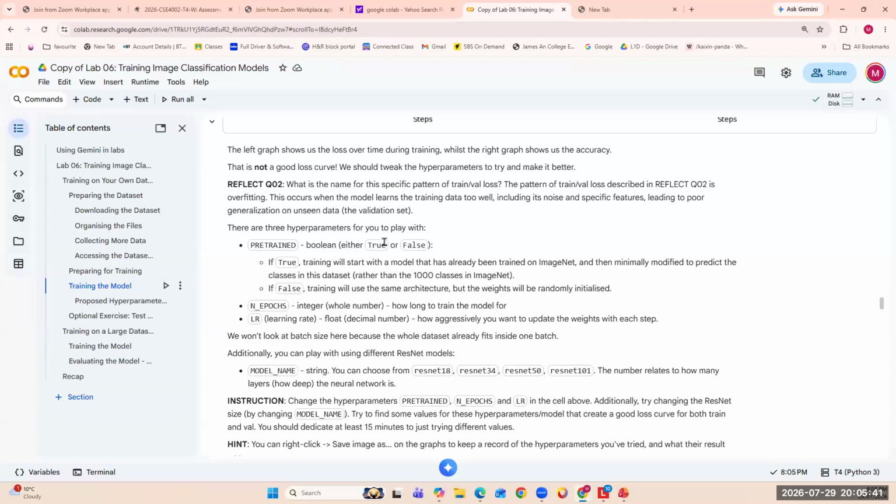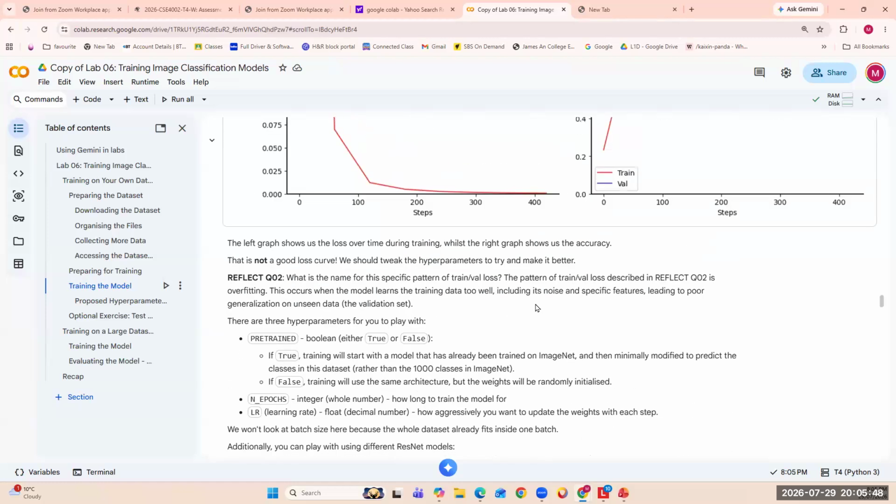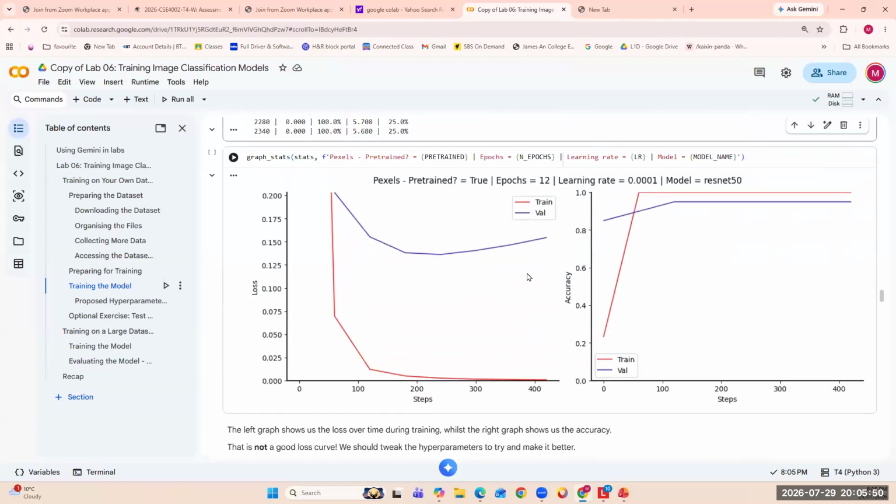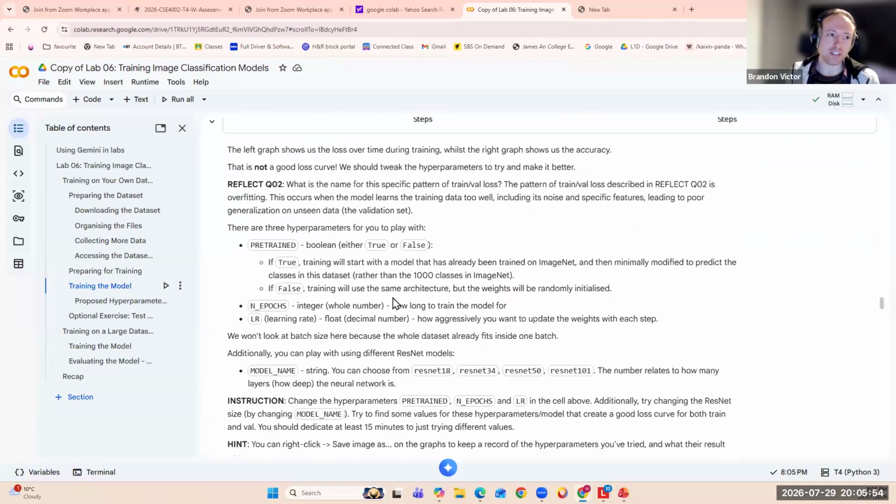I could move around and change them, but I don't really understand. Are we just trying to test for the best graph? Is that what we're trying to do here? Yes. So the goal is to select hyperparameters so that we get a good, ideal loss curve. Yes.